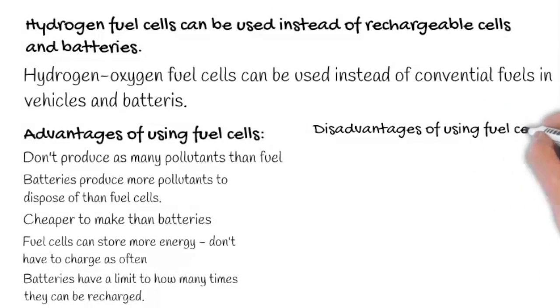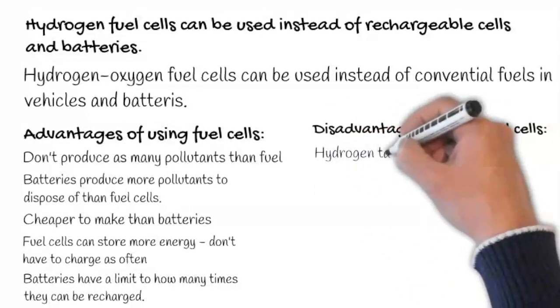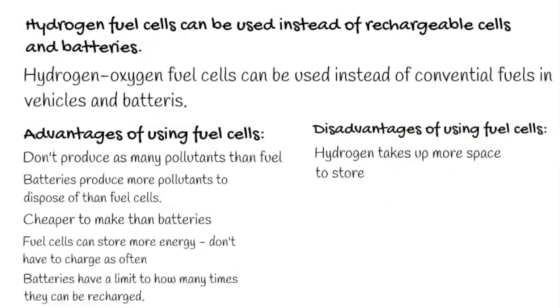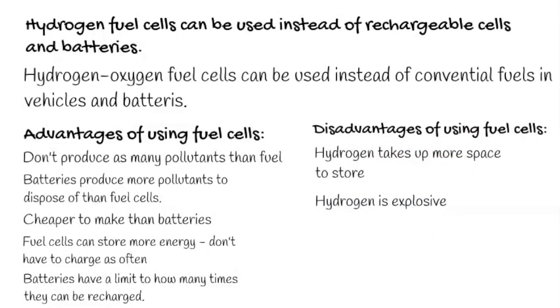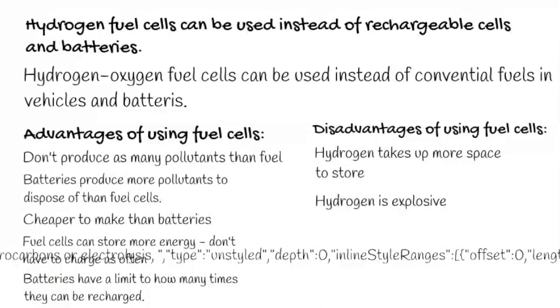The disadvantages of using fuel cells, however, are hydrogen takes up more space to store, hydrogen is explosive, and hydrogen fuel is made from hydrocarbons or electrolysis, which usually uses electricity to make.